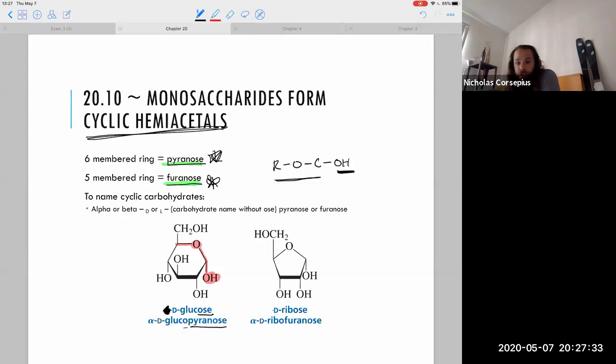But we will get into it: being able to spot whether it's a hemiacetal or acetal is going to be something that's important. And again, the hallmark of a hemiacetal is the fact that it has a free OH group on that anomeric carbon. All right, we're going to see that we're going to link sugar molecules together through that anomeric carbon.